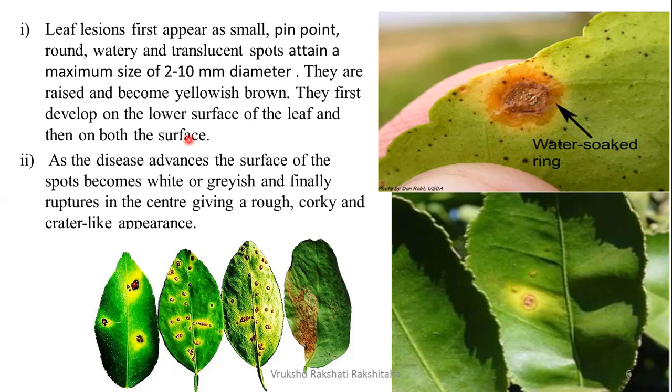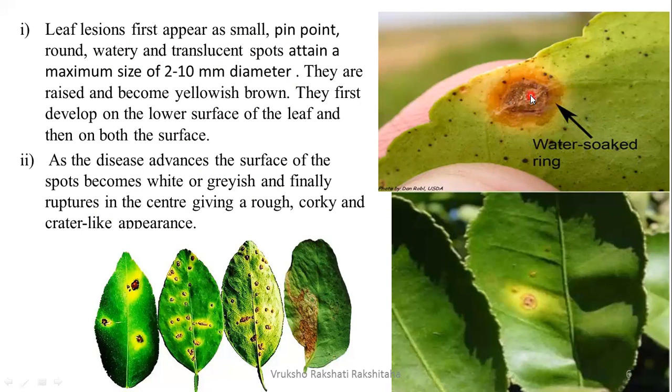Now, as the disease advances, the surface of the spot becomes white or grayish in color, and finally the epidermis ruptures in the center, and this gives a rough, corky, and crater-like appearance. So this is a picture which shows the spot that is occurring on the leaf.